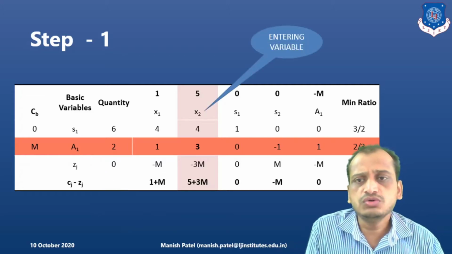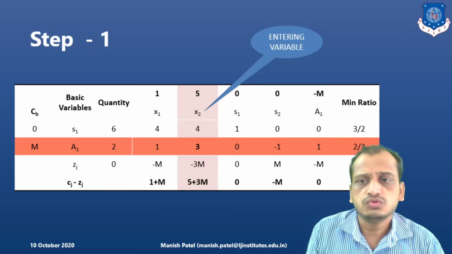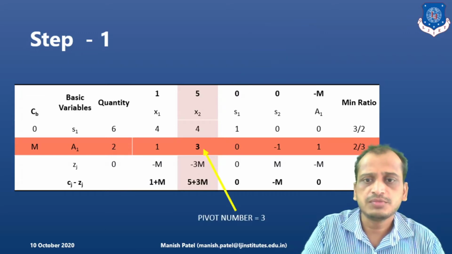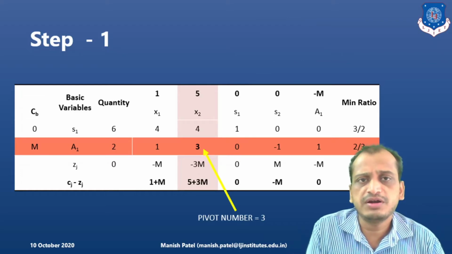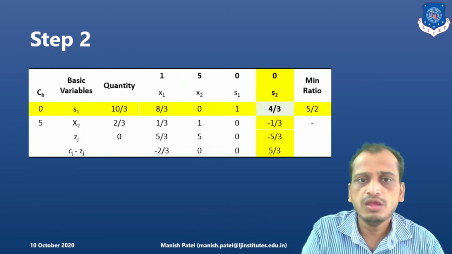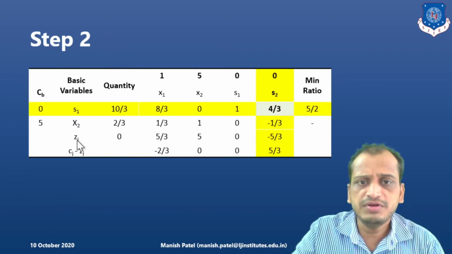Next, x2 is the entering variable. So instead of A1 we will write x2. So that is what we will do in the next table. And pivot number is 3. That is the intersection of pivot column and pivot row. Next, if you see here, instead of A1 we have written x2 because it is the entering variable.